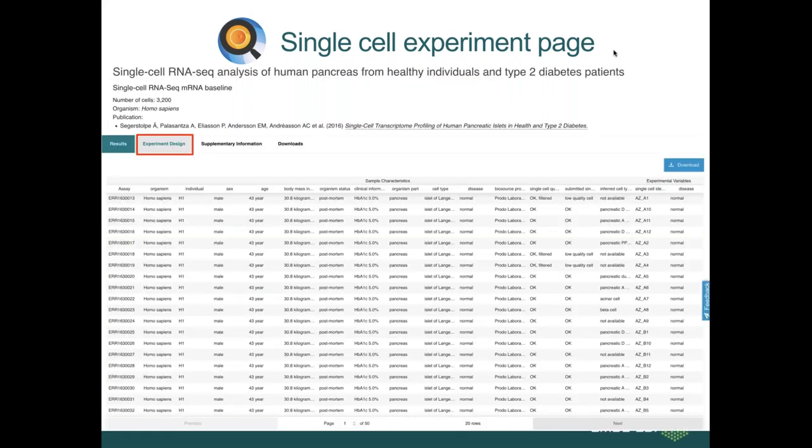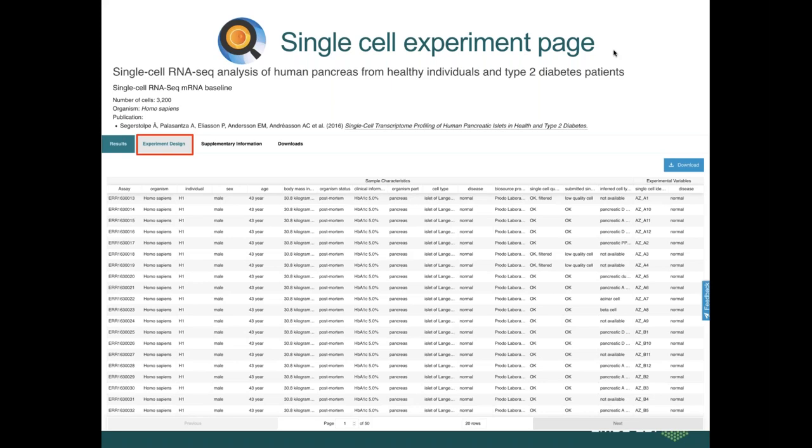So apart from the results step, I would like to point your attention to the experimental design tab, where you can find detailed information about each sample, such as the information about the donor, the details about the sample tissue, and analysis, technical information about the libraries, things like that.